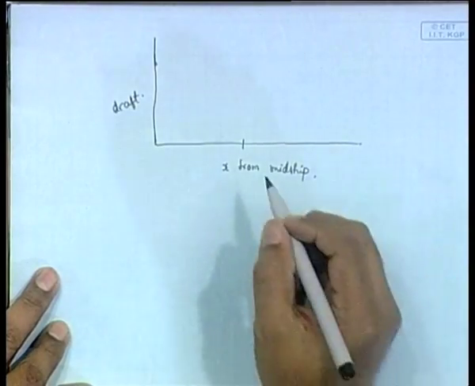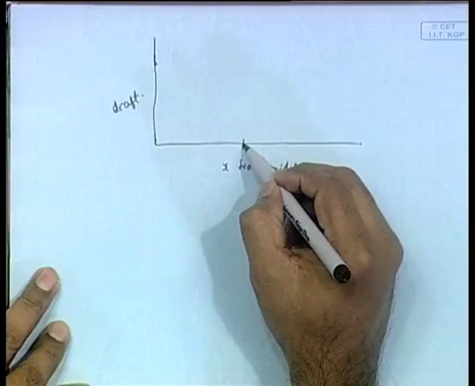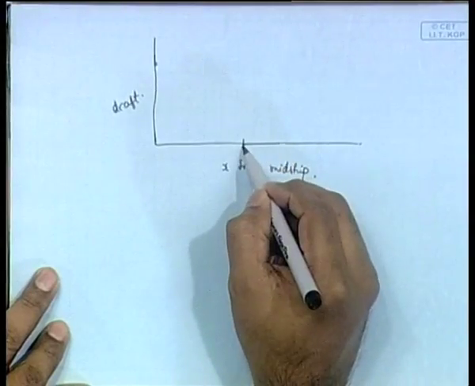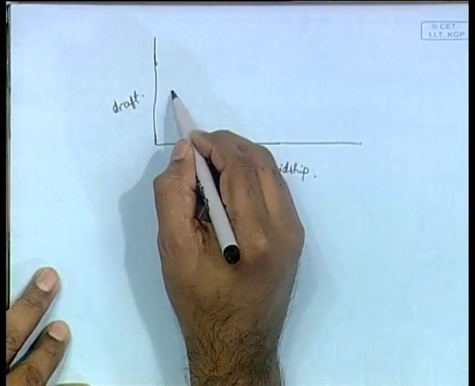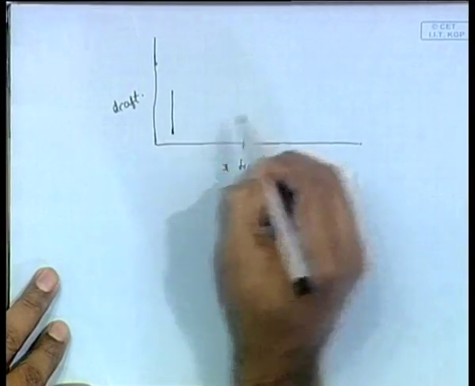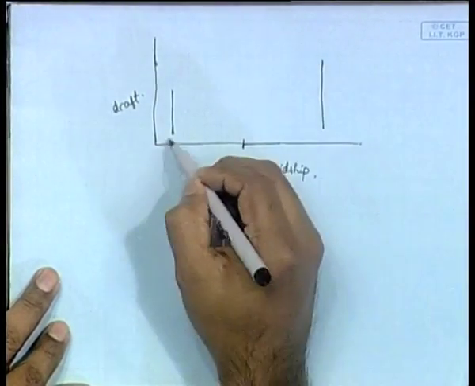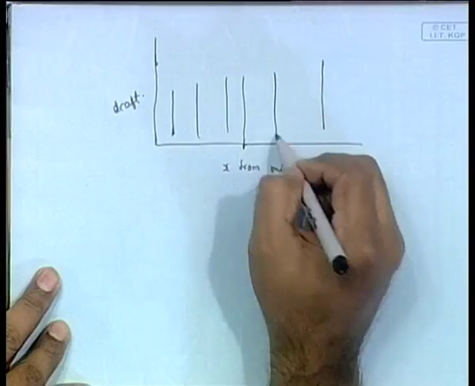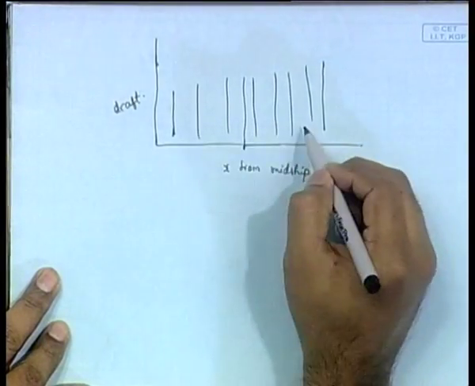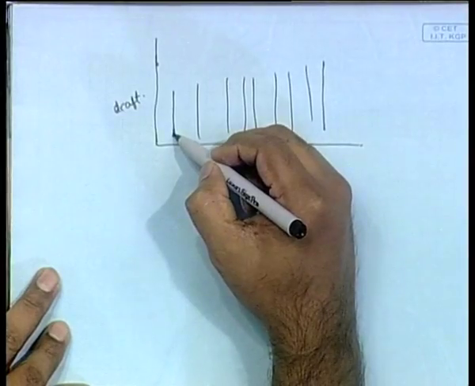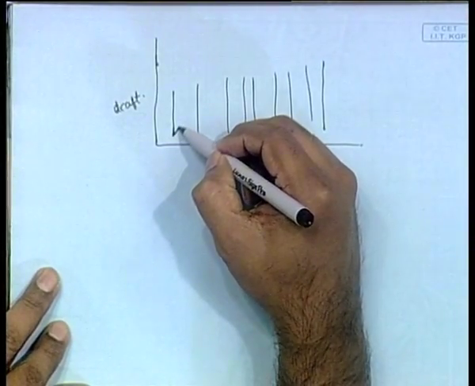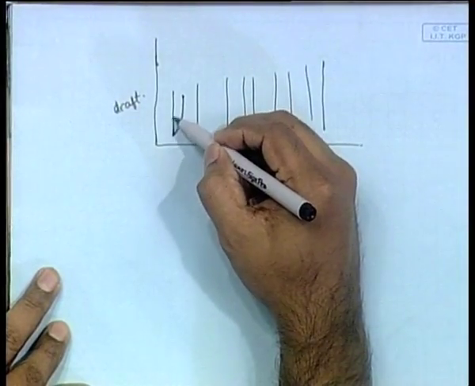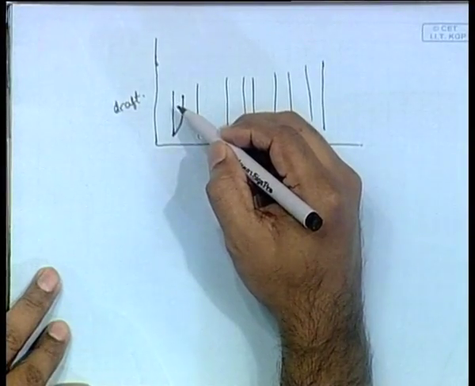So you will draw x from midship, this is all positive, this is the center of the ship. You will have stations here, this is your first station, this is your last station. This is representing the length of your ship, and it is a 3-dimensional curve which will give you the sectional area as a function of draft. Is it clear?